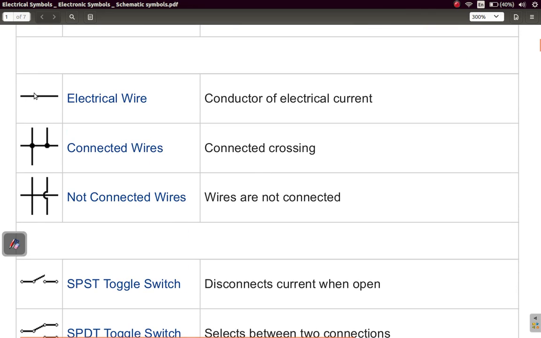Electric wire, that's just a line. Conductors, connected. Here you will have a dot that represents the connections. You have wires not connected, you don't have a dot, or you have this curve which is a jump over, one wire jumping over the other, they're not connected.